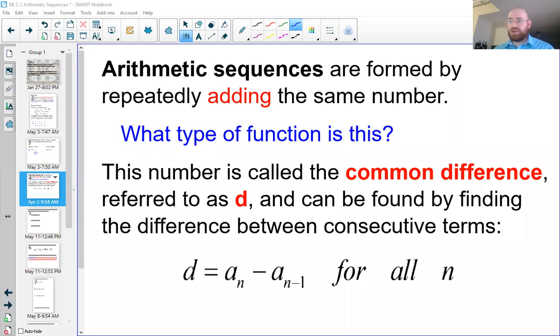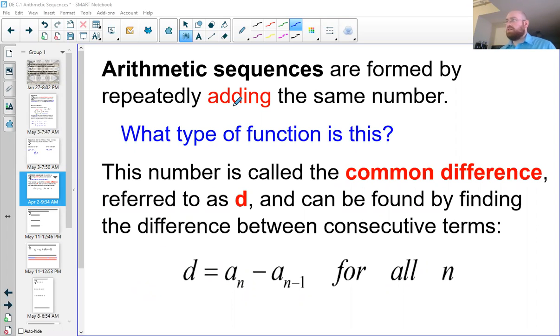This will be our video on defining arithmetic sequences. So arithmetic sequences are formed by repeatedly adding the same number. Addition is one of the basic arithmetic operations, by which we mean addition, subtraction, multiplication, and division. So when we're adding, we call this an arithmetic sequence.